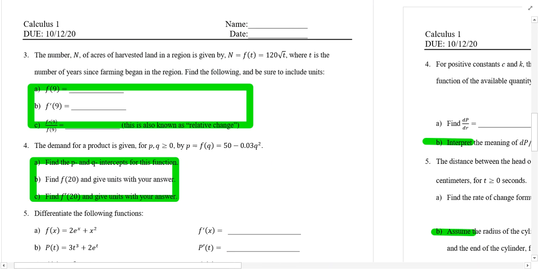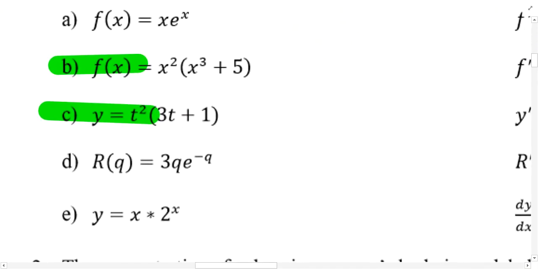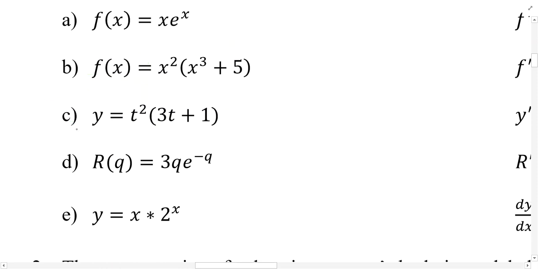I'll come back to these word problems in a minute. Let's talk about BC on the second packet. You know, in the real world, you certainly could distribute this x squared into the polynomial and then treat it just like one of the examples from the first packet. But I chose these two problems because it gives you a chance to practice with the product rule for derivatives.